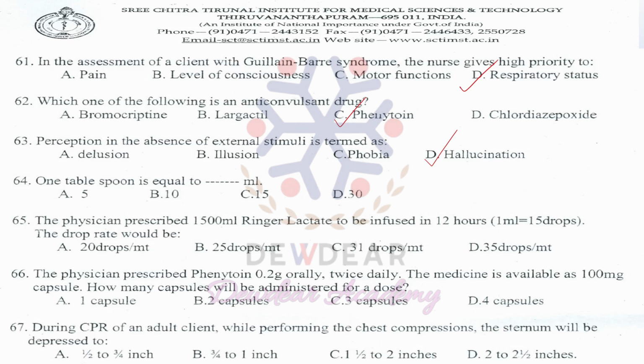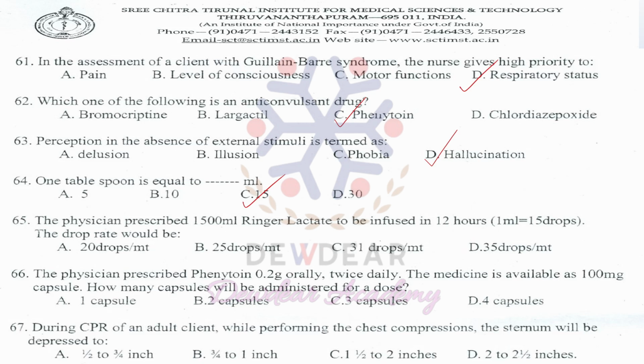Then question number 64. 1 tablespoon is equal to how many ml? Options are 5, 10, 15 and 30. Correct answer is option C, 15 ml. 1 tablespoon is equal to 15 ml.